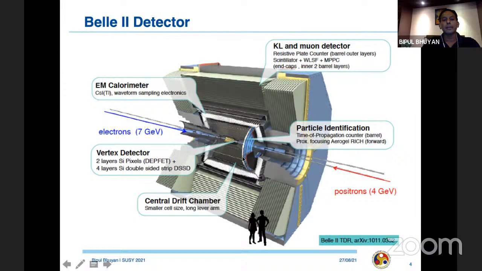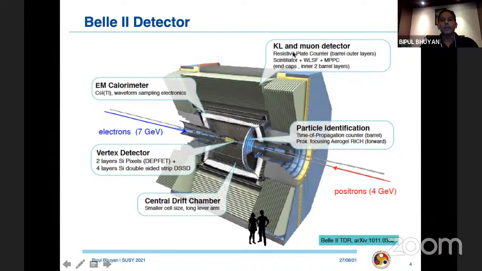Around that, we have a new central drift chamber, which has smaller cell size for measurement of the particle momentum. And then particle identification is being done with the time of propagation counter in the barrel part, and this aerogel-based RICH detector in the forward part. For the electromagnetic calorimeter, we are still using the cesium iodide crystals from Belle, whereas the electronics has been replaced with a new set of electronics for faster readout because of the increased luminosity. Of course, the event rate has gone up significantly.